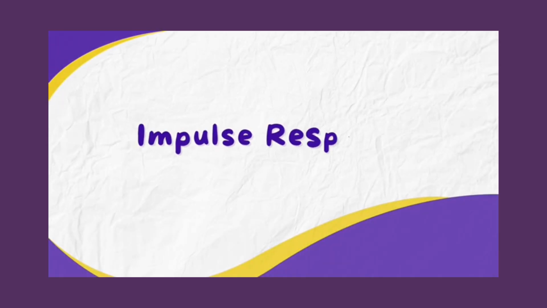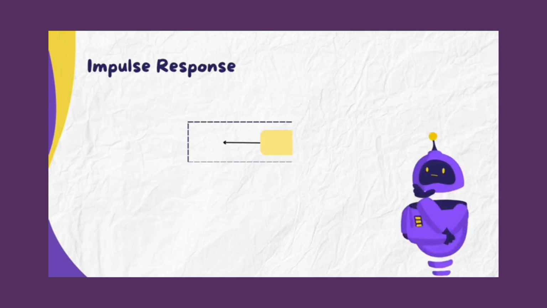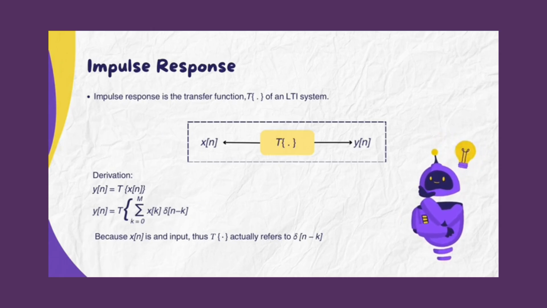Next is impulse response. In an LTI system, instead of the input and output signals, the transfer function T is also represented as a discrete signal called the impulse response, h of n, which acts as the weight to the input and output sequences. Thus, designing the discrete LTI system, the transfer function, is a process of finding or fine-tuning the weight values. The impulse response is the transfer function that describes how an LTI system responds to an input.